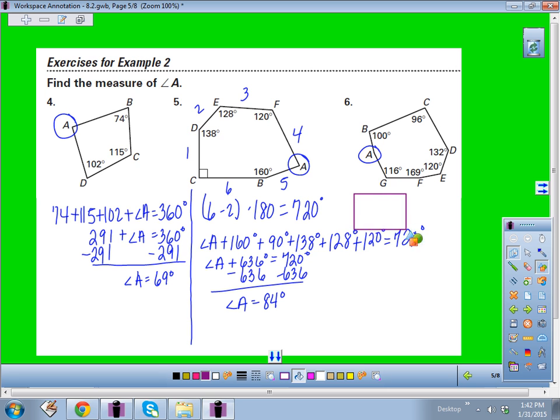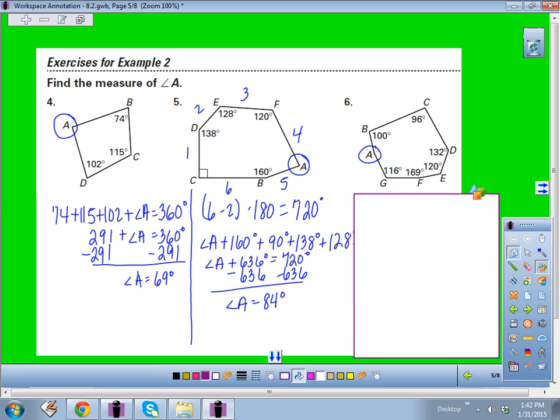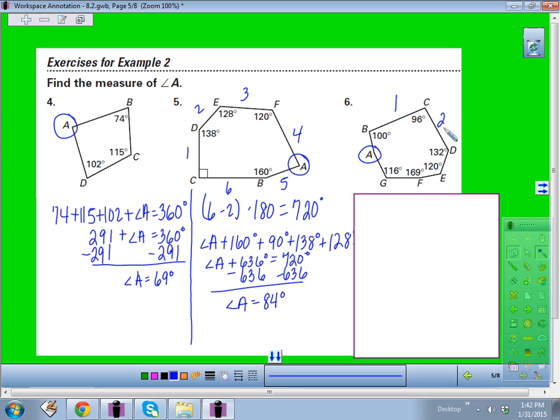And lastly, number 6. I have to decide how many sides we have. You can also count the number of angles to figure out what we'll substitute in for n. This has 1 side, 2, 3, 4, 5, 6, 7 sides. So 7 minus 2 times 180 will get me the sum of the interior angles. That should be 900 degrees. So I'll add up all the sides and angle A.